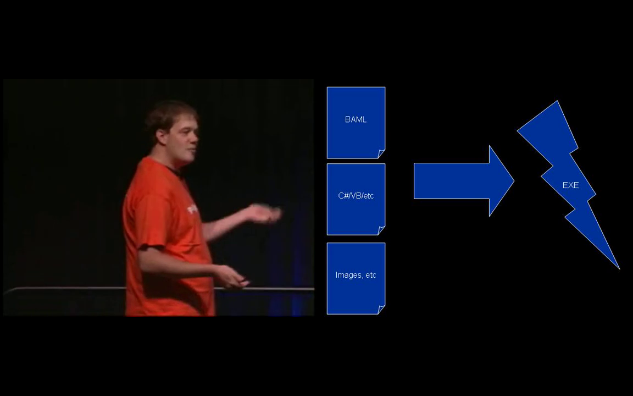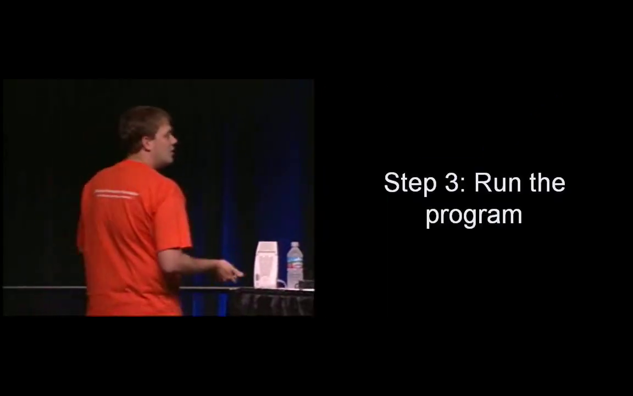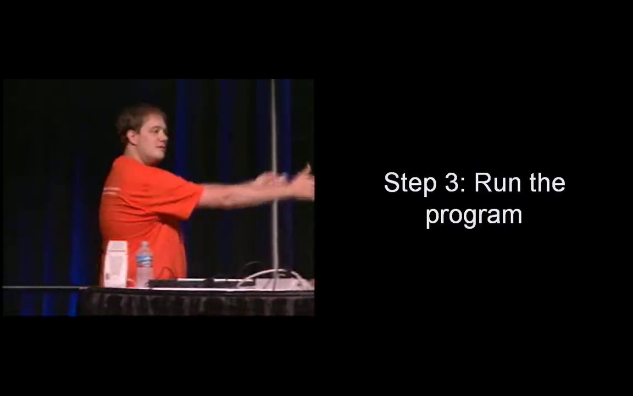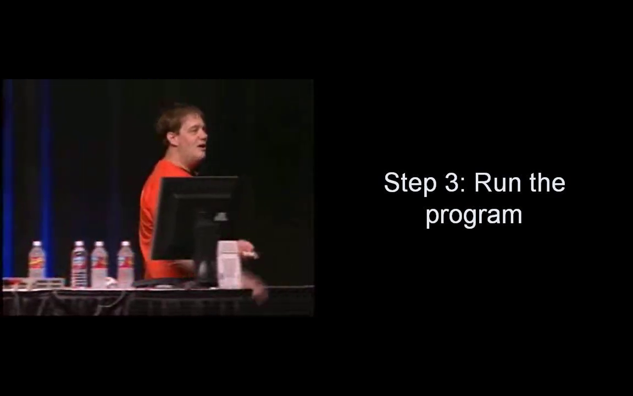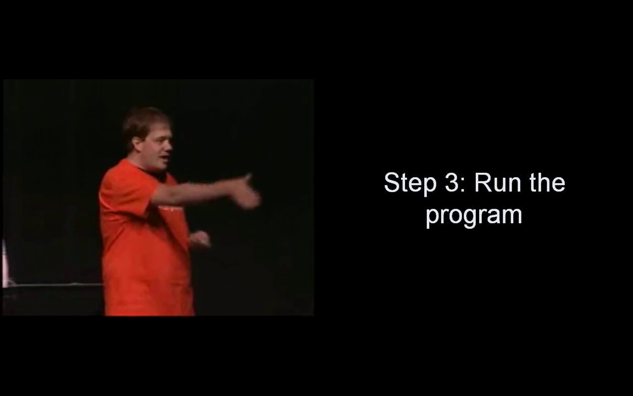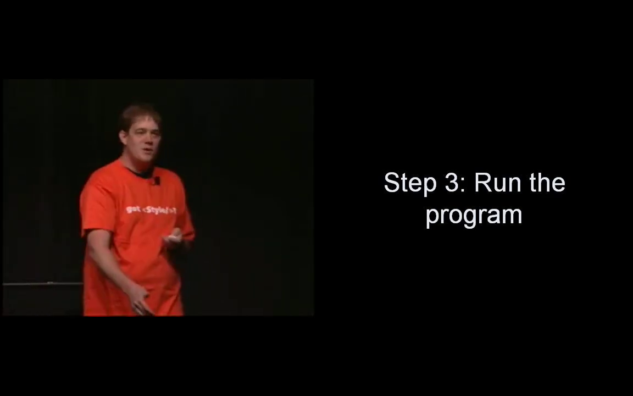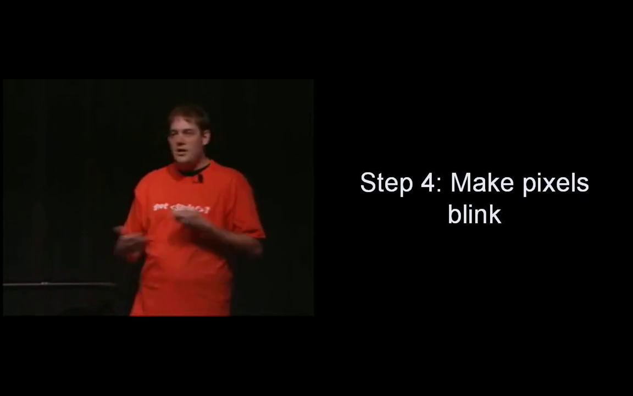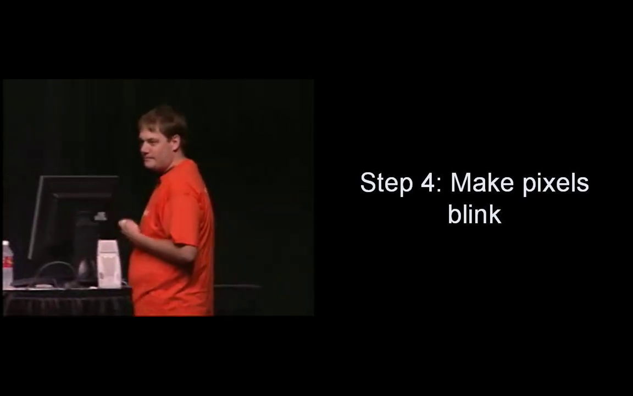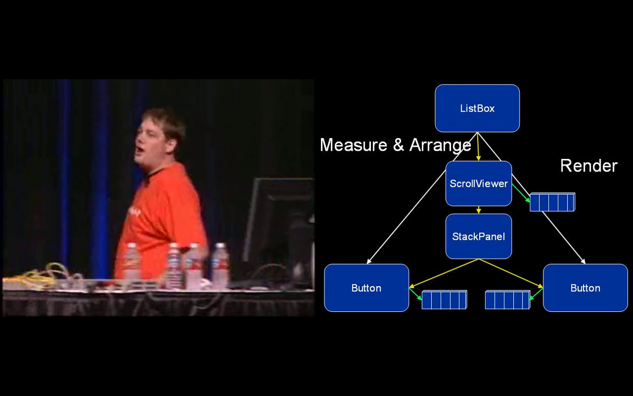We've got our bits, we've got our BAML, we've got our markup. We're now ready to run. We execute, we jump to the right instruction set, we bootstrap the CLR, we run through, we call application.run, which gets your message pump up and going. We need to make the pixels blink. So we instantiate your objects.